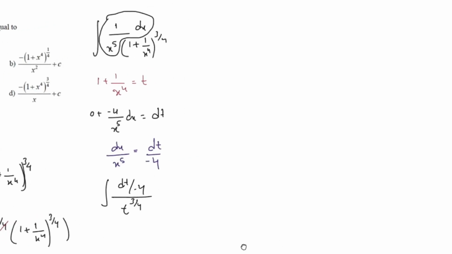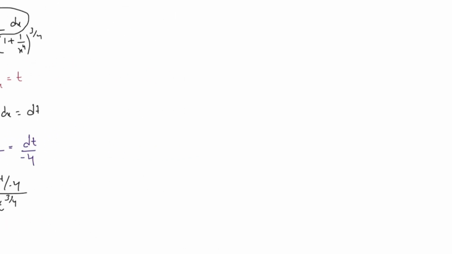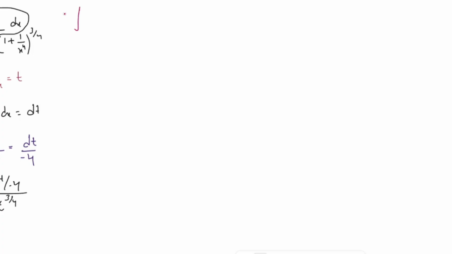I'll just make a small adjustment here. Now the integration of minus 1 by 4 dt divided by t power 3 by 4. Integration of 1 by t power 3 by 4 is minus 1 by 4.